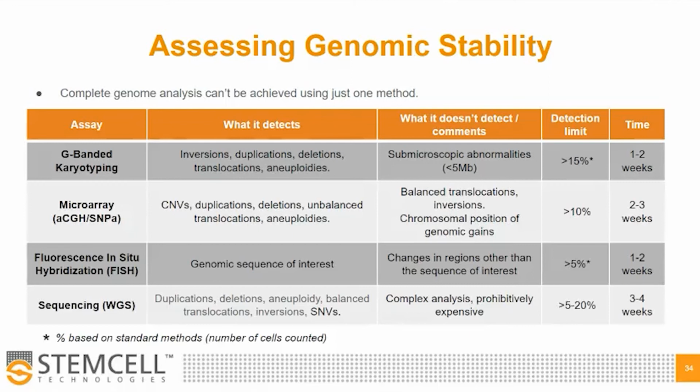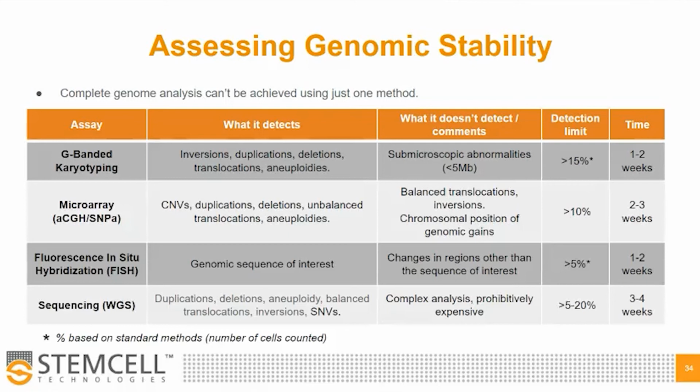G-banded karyotyping will detect most inversions, duplications, deletions, translocations, and aneuploidies, i.e., chromosomal abnormalities. However, it will not pick up submicroscopic abnormalities, i.e., those that are less than 5 megabases in size. The detection limit in the sample population needs to be greater than 15%. In other words, the abnormality needs to be present in greater than 15% of the cells in the sample, and the turnaround time is about 1 to 2 weeks.